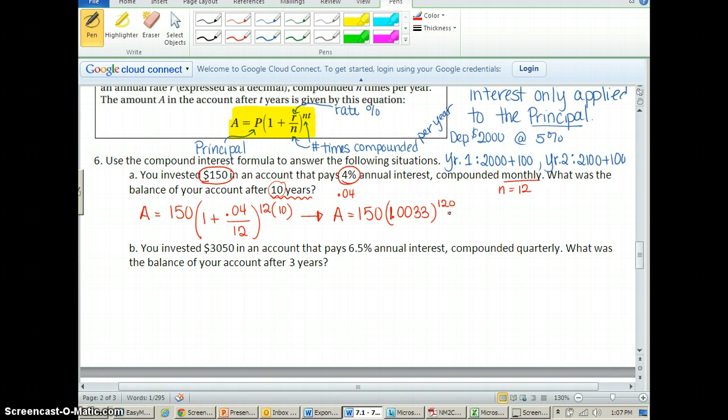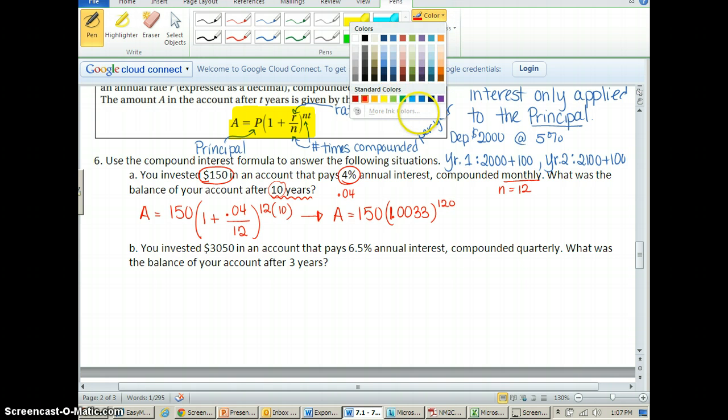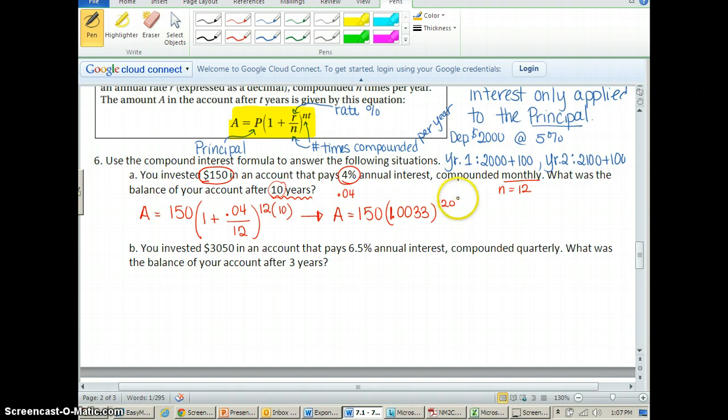120th power. Now, again, order of operations says that we need to do exponents first. You cannot multiply these and then do the 120th power. You're going to get a gigantic number, and that doesn't follow the order of operations. So I'm going to type in 1.0033 to the 120th, and I get 1.4849000. So let's say 1.48.